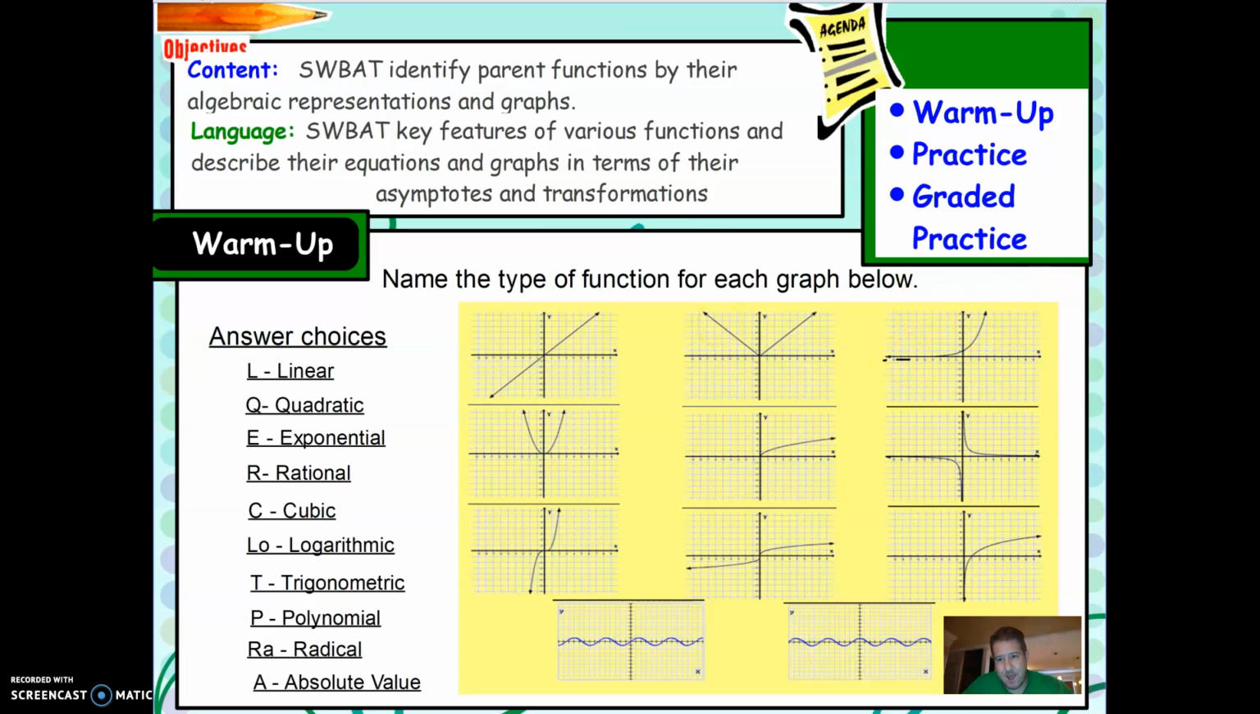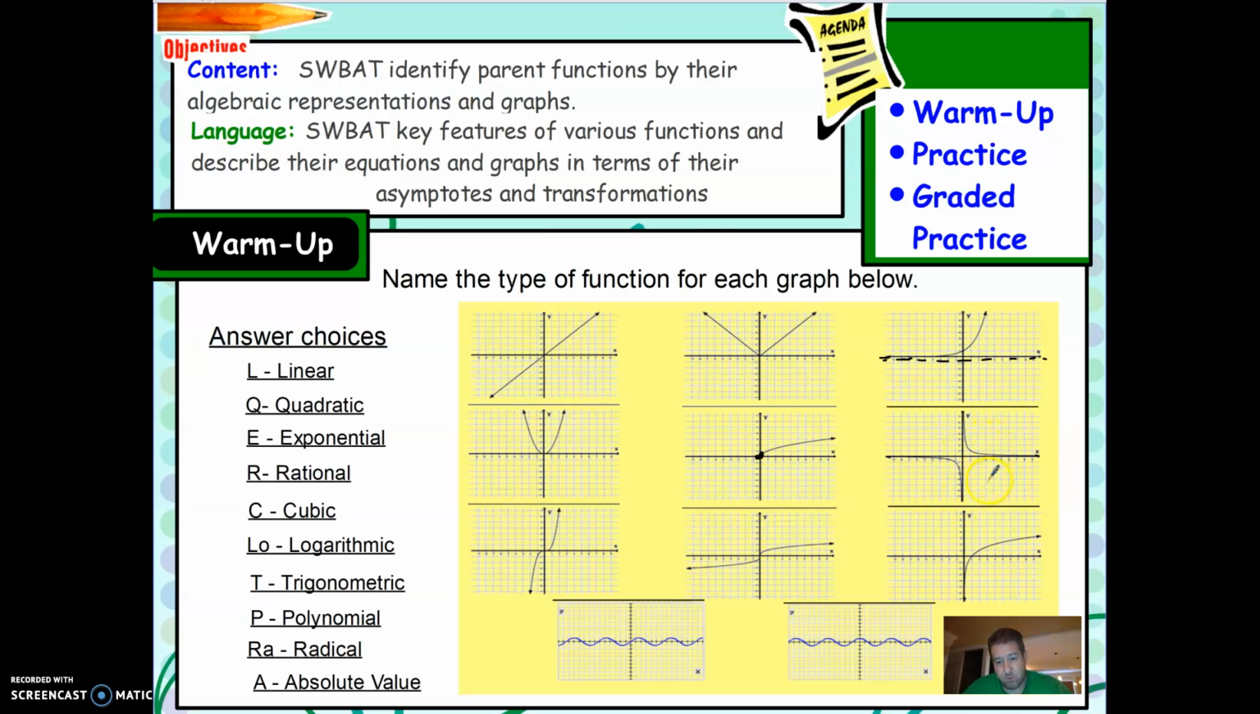This one is exponential, and the reason I know that is because it has a horizontal asymptote, not a vertical asymptote. This one is quadratic because of the parabola type shape. It's the same on both sides. It's an even function when the vertex is on the y-axis. This one is a square root function because it has an endpoint, so it starts right here and it goes endlessly to the right or to the left.